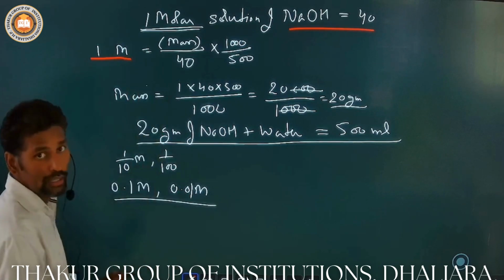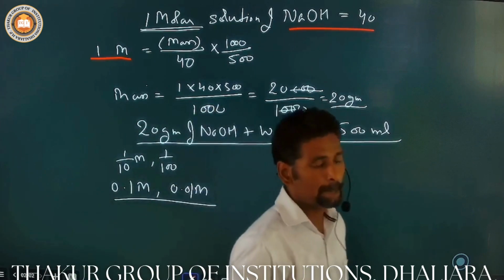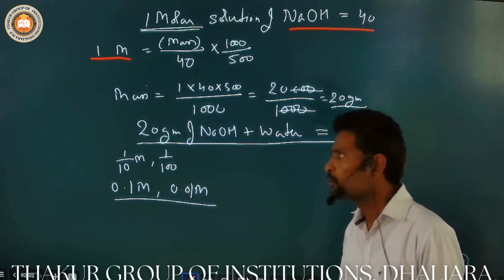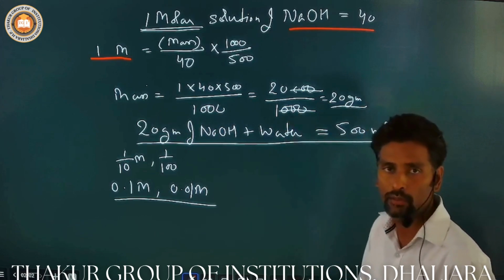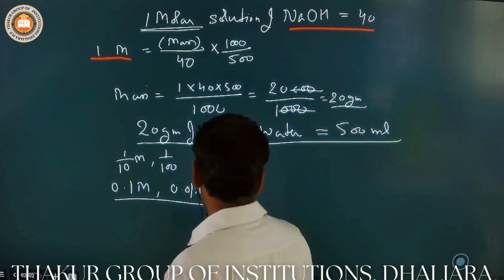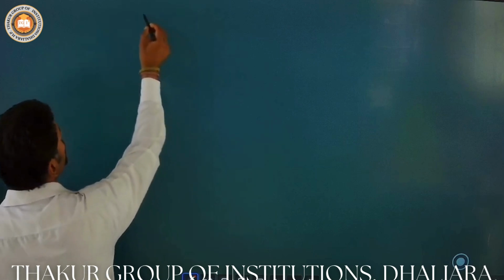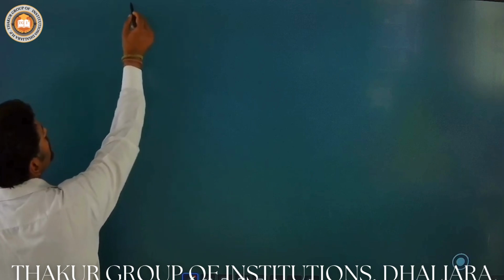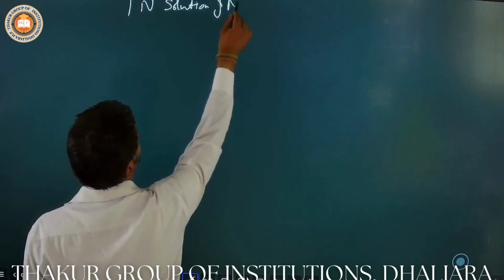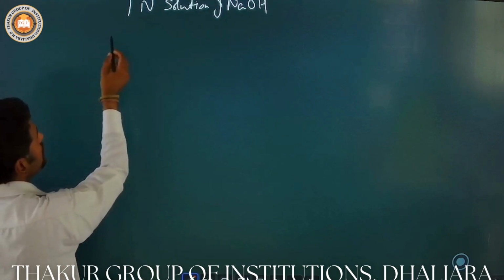By using this simple calculation, you can prepare this type of solution. Whereas in case of normality, the formula is a little bit different, so focus on that one also, how we are going to prepare that. So if I similarly want to prepare the normal solution of NaOH, meaning 1 normal solution of NaOH, the same formula will be there as we have written previously.